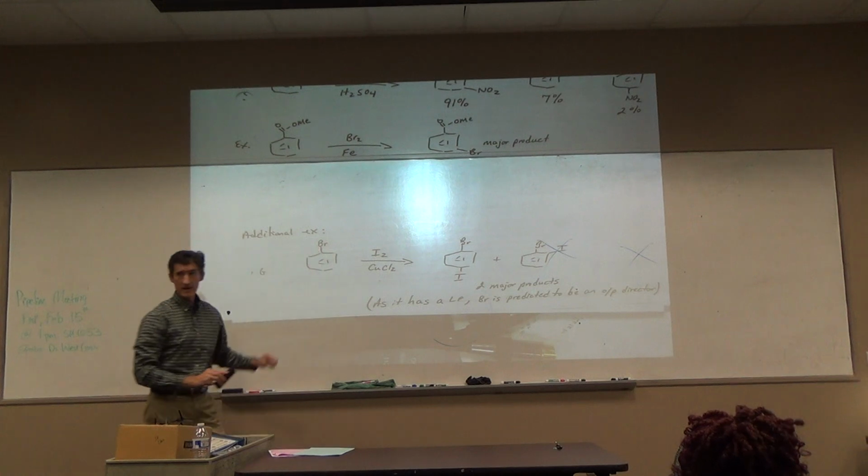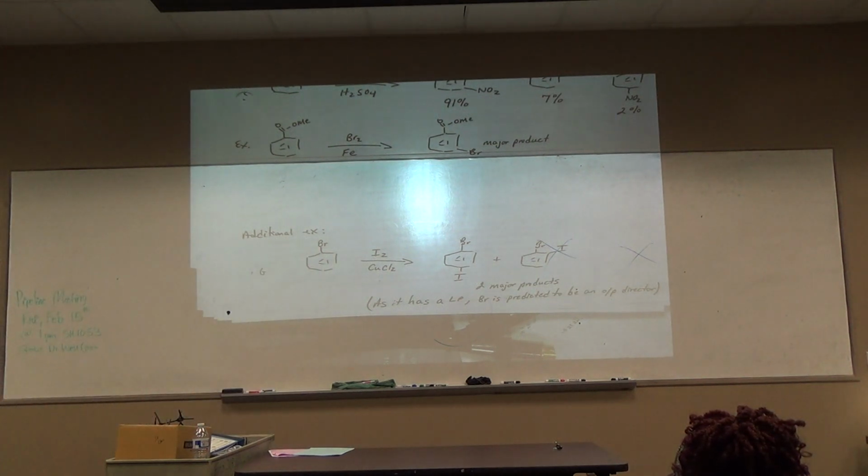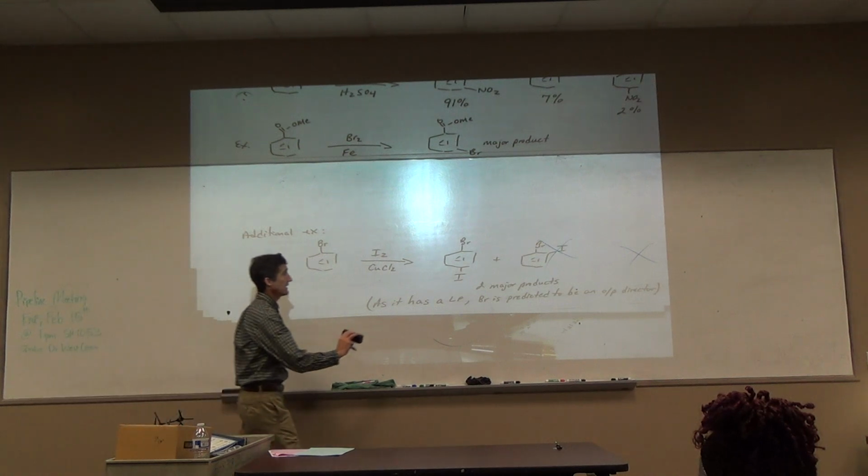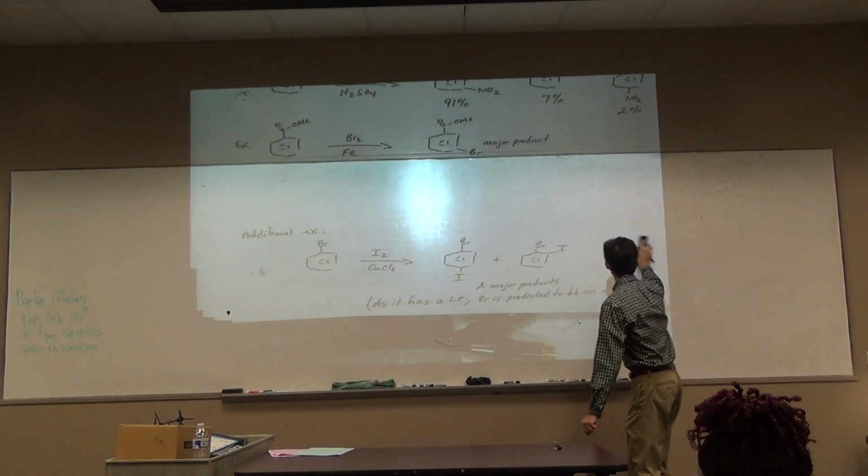We know the bromine is what type of director? OP. It's group 3. Groups 1 through 3 are ortho-para directors. We're going to have two major products: iodine's para and iodine's ortho.